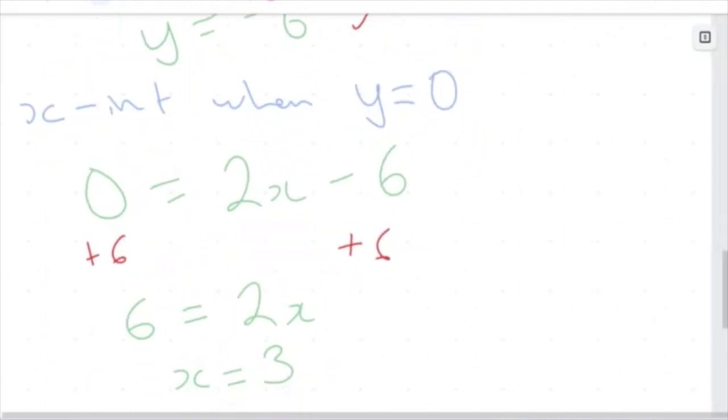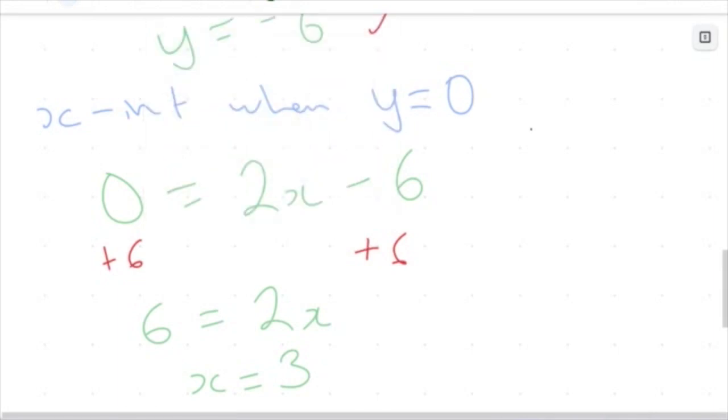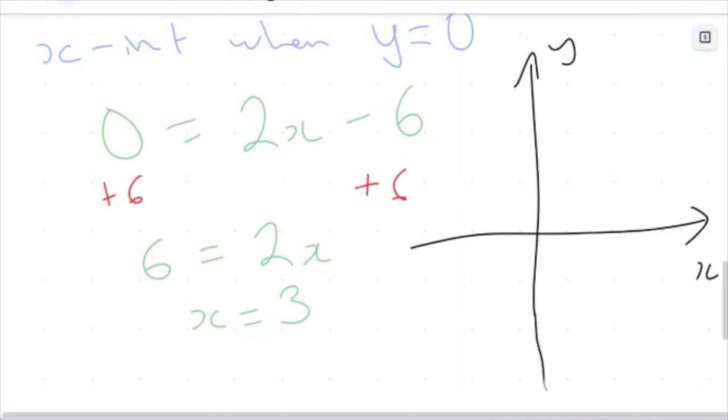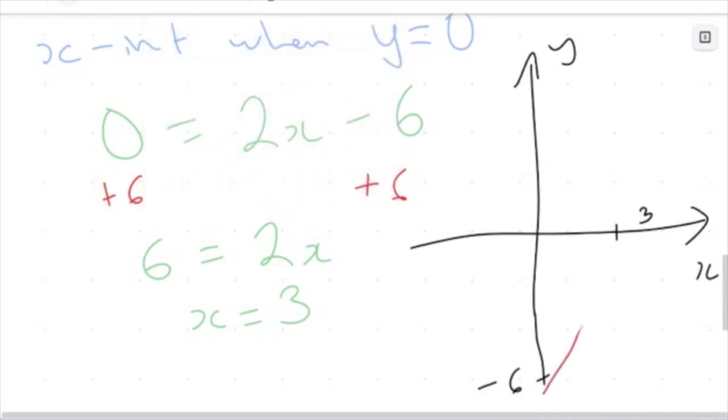So now I can just draw my linear relationship over here on the right-hand side. So I have my y-axis, I have my x-axis. Well, my y is going to be negative 6. So that's going to be like down here somewhere, negative 6. And my x is going to be 3. And if I join those two up, I get a nice linear relationship.